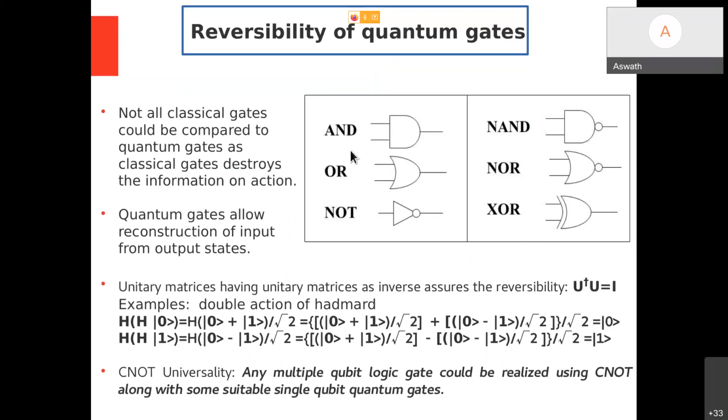We have gates like AND, OR, NOT. Combinations of these give NAND, NOR, and XOR. Typically what you observe in all these classical computation gates is that whatever input comes in produces some output. If I want to know what the input was, I can't get it back. So reversibility is not there. I will lose the information while I produce the output. The output is produced at the cost of losing the old information, right?